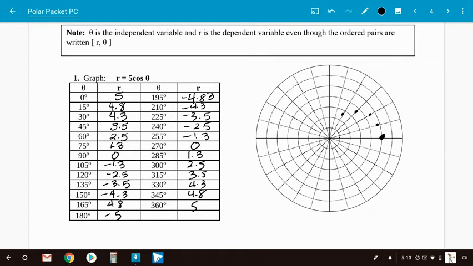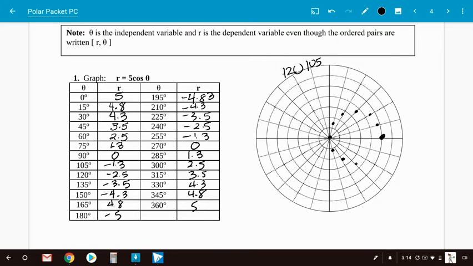2.5. 1.30. Now I'm at 105 degrees. That's this one, but it's negative 1.3. So I have to go backwards on that line that's exactly opposite from it. So that's here. Okay. This is 120 with a negative radius, means I'm going to go 2.5 this direction.